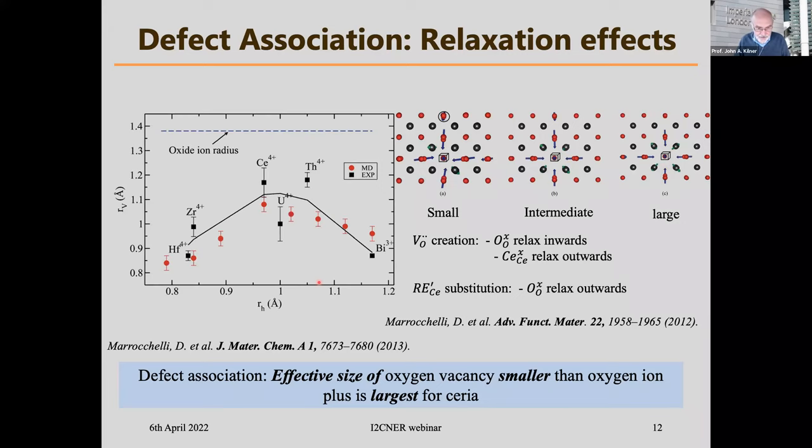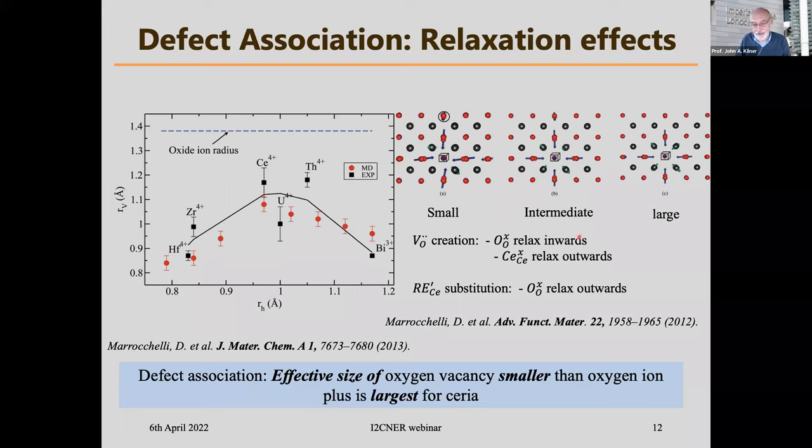They also measured the effective size of the oxygen ion vacancy. This was for their chemical expansion studies. And they noticed that in zirconia, it was smaller than the oxide ion radius, and that it was actually a maximum for ceria. So for ceria, with one of these intermediate sized substituents, you disturb the lattice the least, and that leads to the best conductivity.